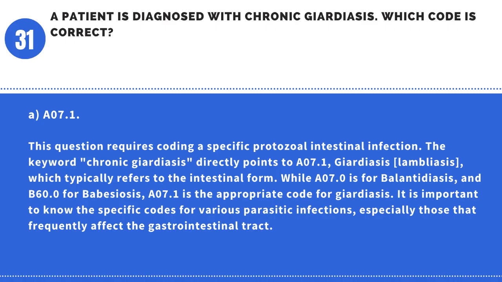The keyword chronic giardiasis directly points to A07.1, giardiasis (lambliasis), which typically refers to the intestinal form. While A07.0 is for balantidiasis and B60 for babesiosis, A07.1 is the appropriate code for giardiasis. It is important to know the specific codes for various parasitic infections, especially those that frequently affect the gastrointestinal tract.